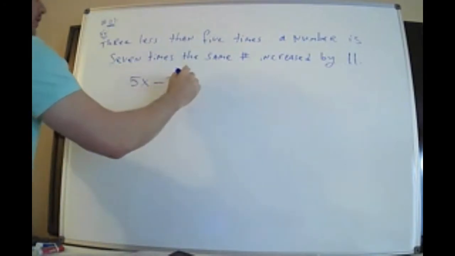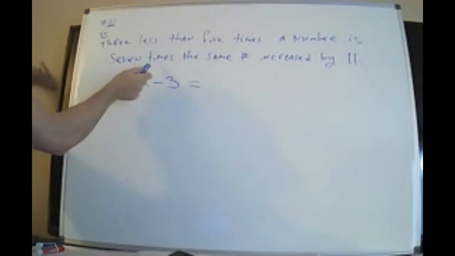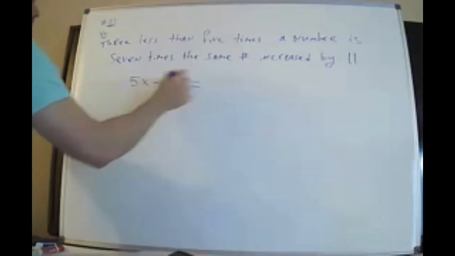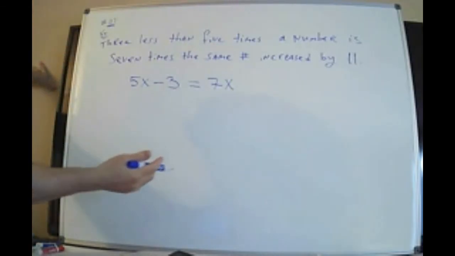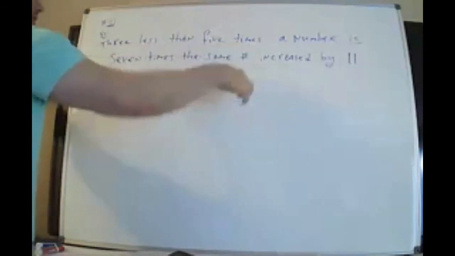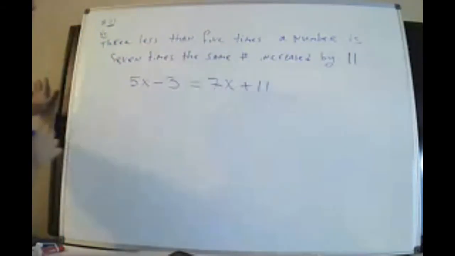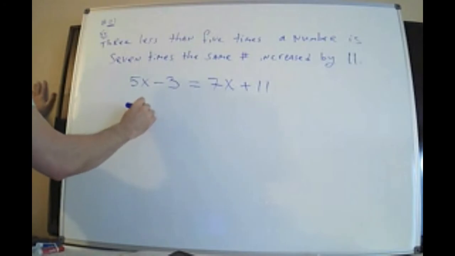5 times the number is 5x. Is equal to, now 7 times the same number. Well, I'm calling my number x. And increased by means you're adding. So I'm taking 7 times the same number and I'm increasing it by 11. So I'm adding 11 to it. Now, whatever side you want to go on, if I'm doing this problem, I do this.